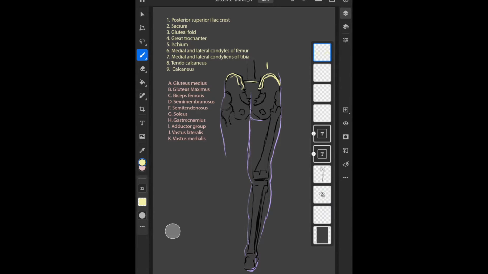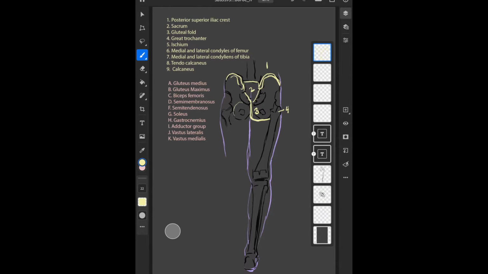Then in between them, we have the triangular shape of the sacrum. That's going to be number 2. The sacrum runs to about the halfway point on the hip. Below the halfway point, we have our gluteal fold, which is right about here. And we have the greater trochanter, which we already talked about. That's going to be number 4.